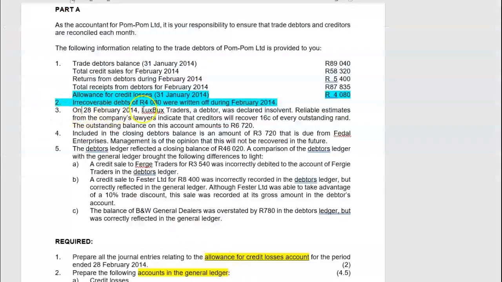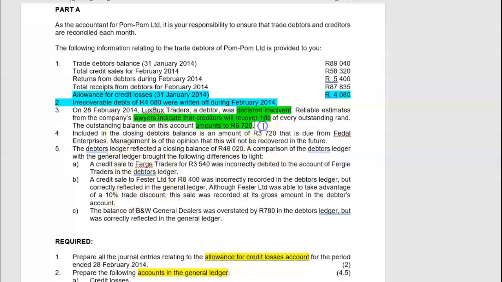Number 3, on 28 February, Lux Bucks Traders, the debtor was declared insolvent. Now, if you are declared insolvent, then there is concrete evidence that you are not going to settle maybe your full debt or maybe a portion of your debt. They continue to say reliable estimates from the company's lawyers indicate that the creditors will recover 16 cents of every outstanding rand. The total outstanding balance on this account amounts to 6720. Now guys, we haven't received that 16 cents as yet, but we will recover 16 cents in the rand.